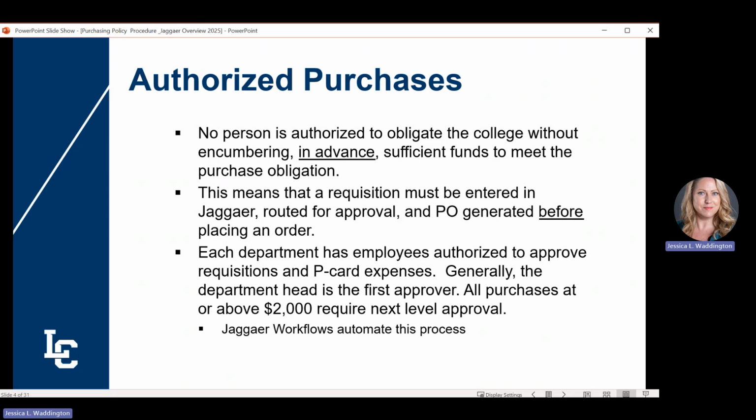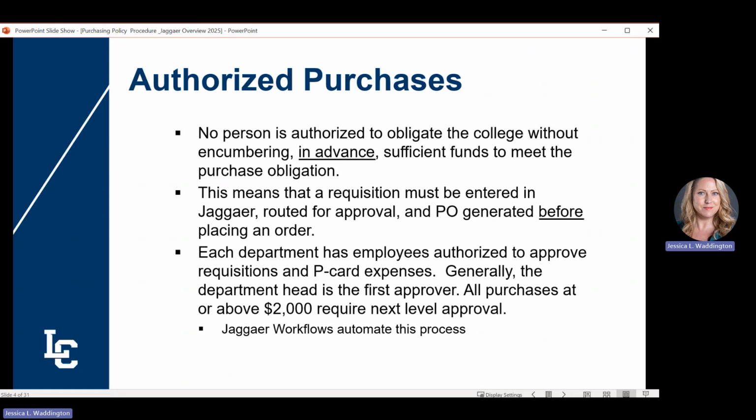No person is authorized to obligate the college without encumbering in advance sufficient funds to meet the purchase obligation. This means that a requisition must be entered in Jagger, routed for approval, and a PO generated prior to placing an order, unless you're purchasing with a P-card.